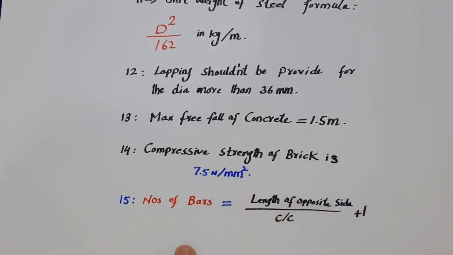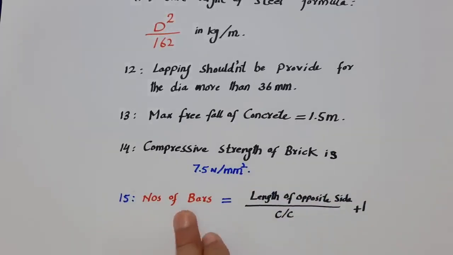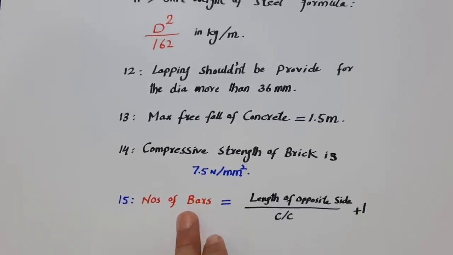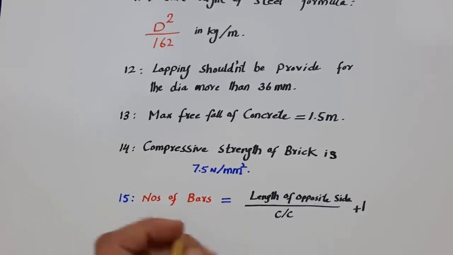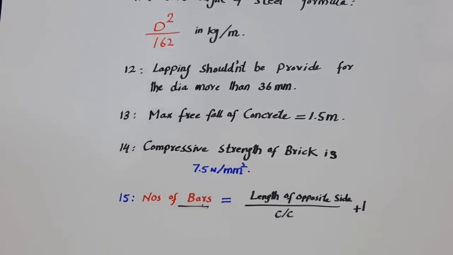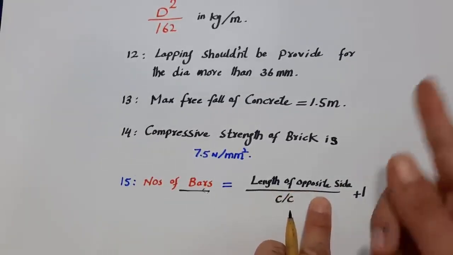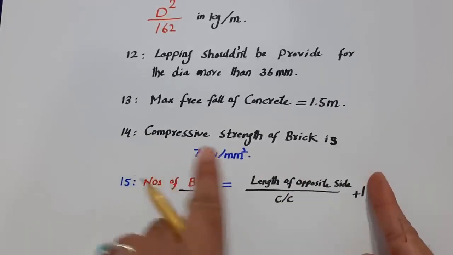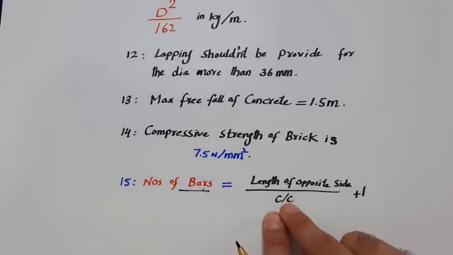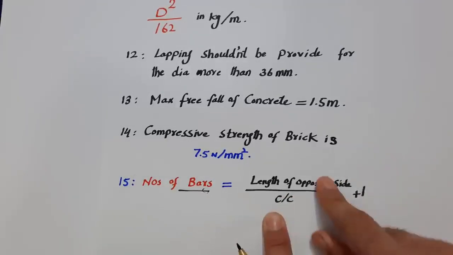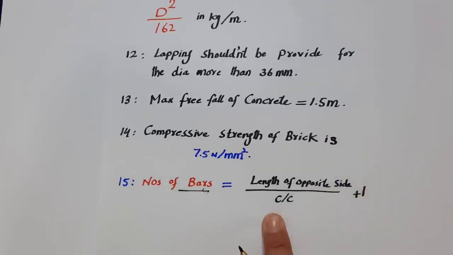Guys, the last one is number of bars. How can you find the number of bars? For example, in a slab, length of opposite side divided by spacing C/C, plus 1, then you can find the total number of steel rods in the slab.